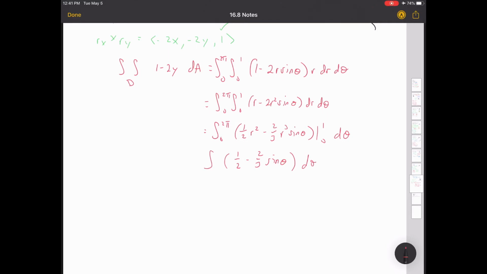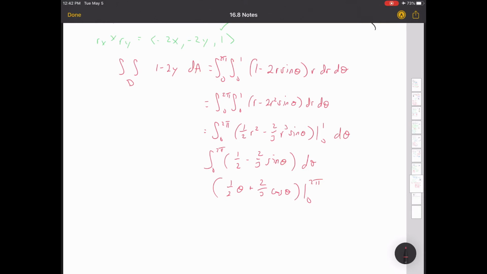And now we'll have to take the antiderivative here with respect to theta. So we're going to get 1/2 theta minus the antiderivative of negative sine there. It's going to be positive cosine. Sorry, I was looking at something else. So plus 2/3 cosine theta, evaluating that from 0 to 2 pi.